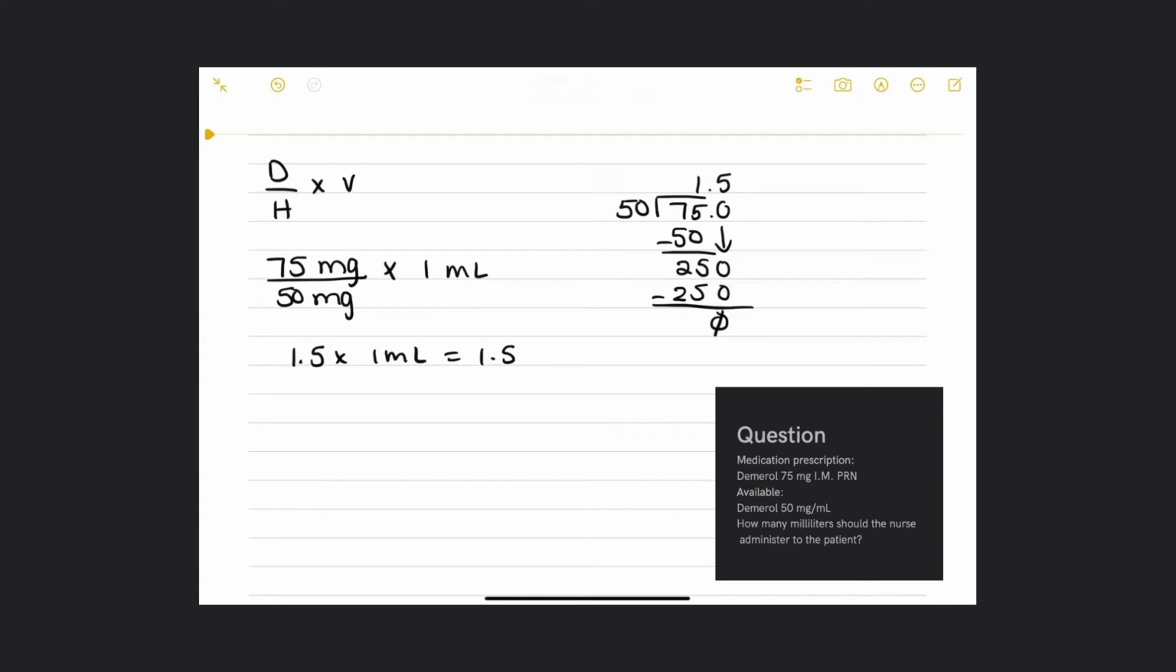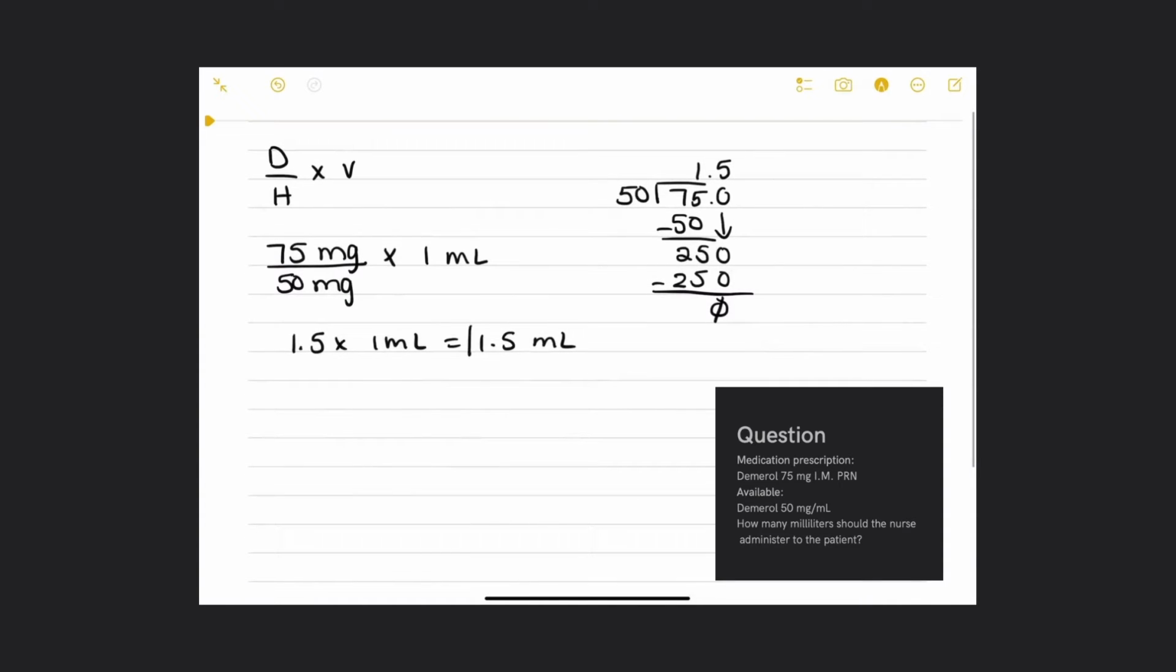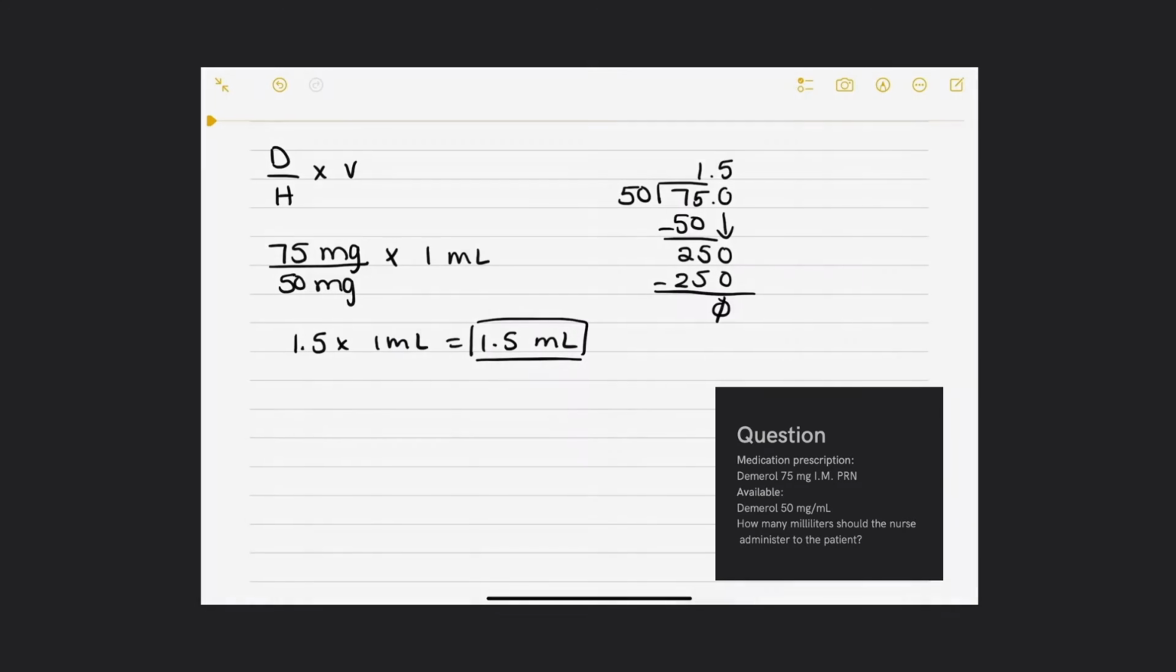So now we can multiply that by 1 milliliter, which will give us 1.5 ml. We don't really have to multiply by the 1 ml because we know anything that we multiply by 1 will equal itself. Now let's solve that same problem using the ratio proportion method.